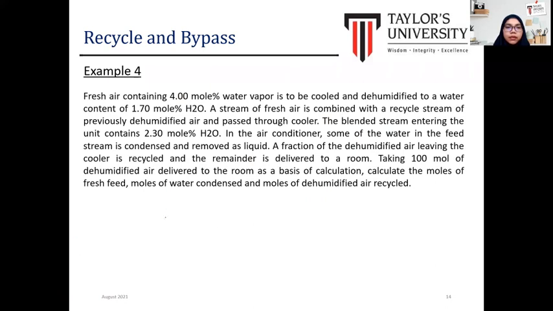prepare the diagram first. So the stream of fresh air, okay, we have the fresh air first. A stream of fresh air is combined with the recycled stream of the previously dehumidified air and passed. Okay, we have a cooler here. It's the cooler. And we have also the recycled stream.